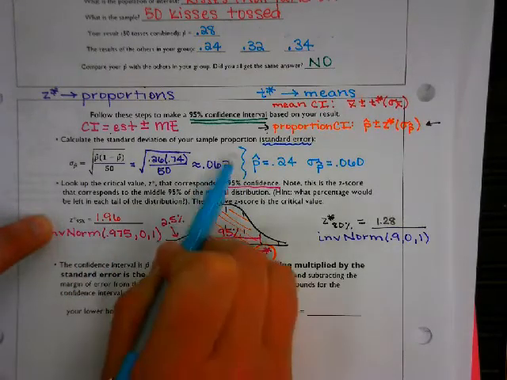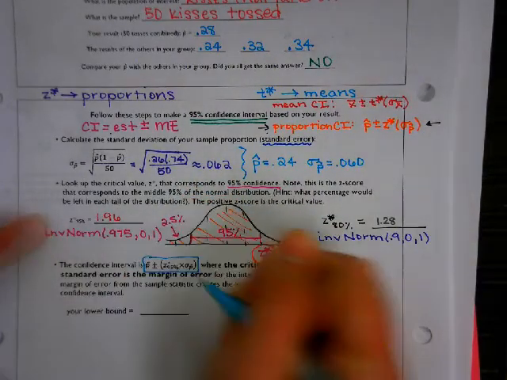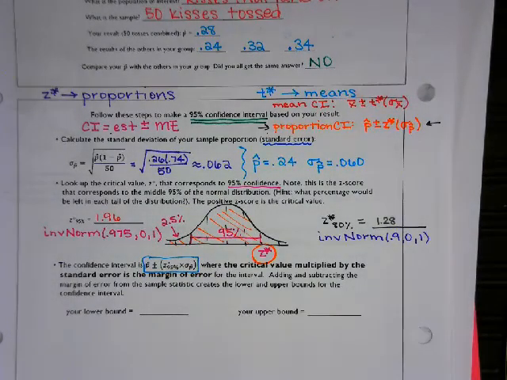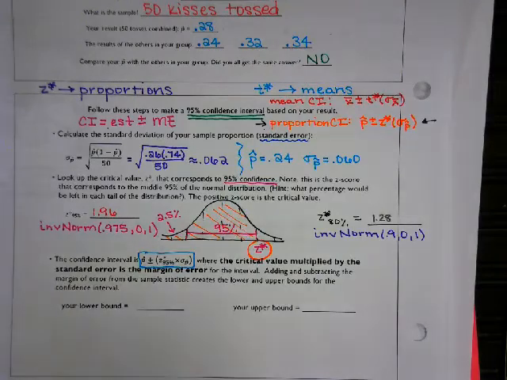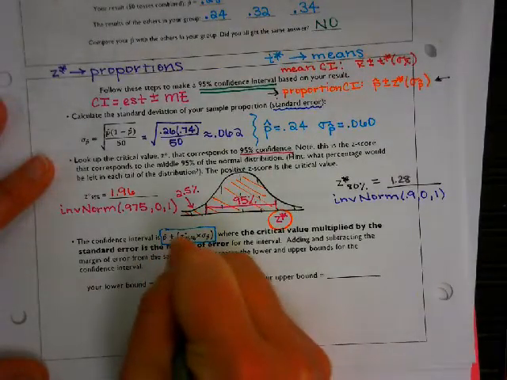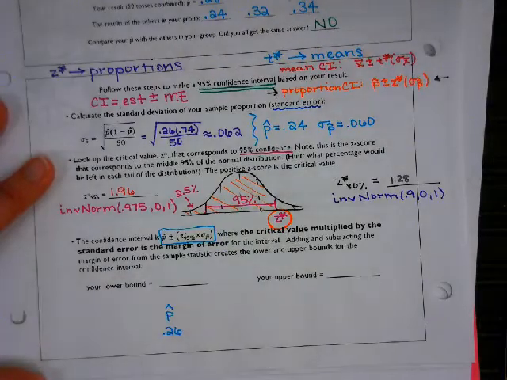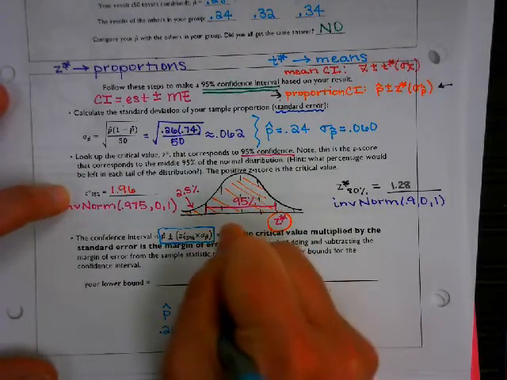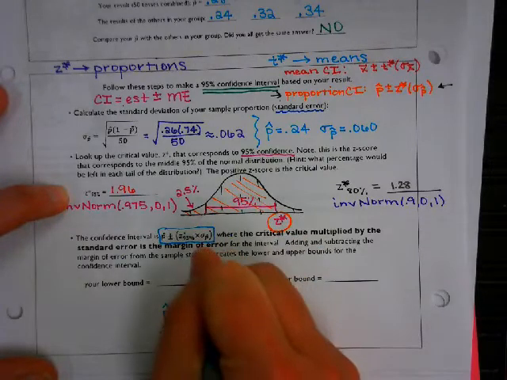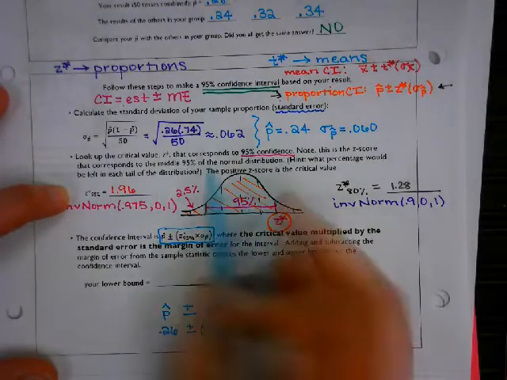How do you know to plus or minus it? You plus it to get your upper and minus it to get your lower. So for me, my p hat is 0.26. We all have the same z star. That stays the same, so that's 1.96. And then we each have a different standard error because it was based off our p hat. Mine was 0.062. You'll have something different.